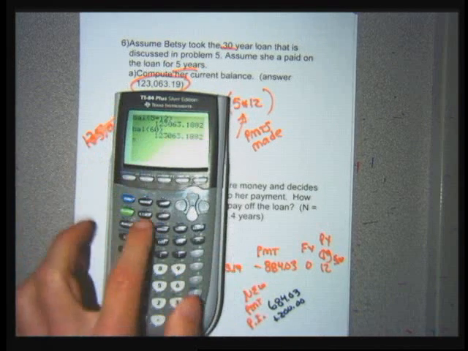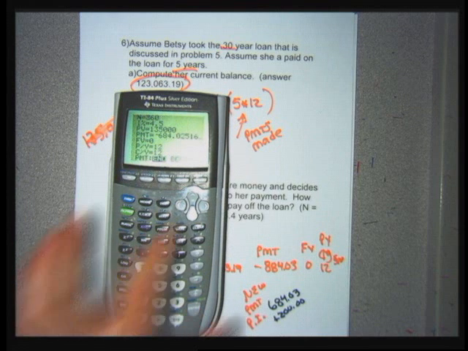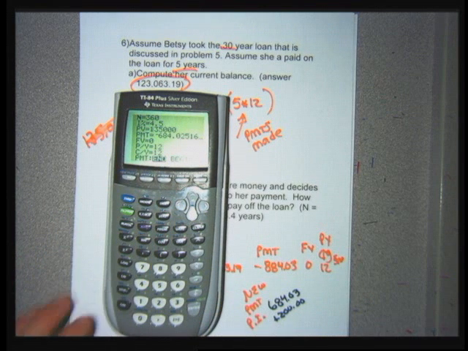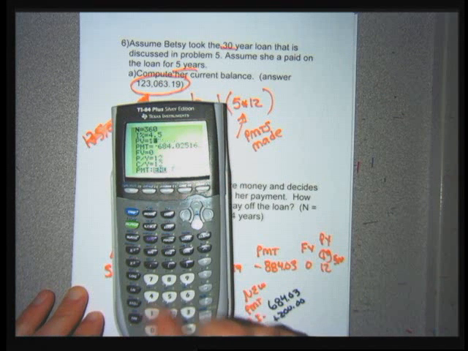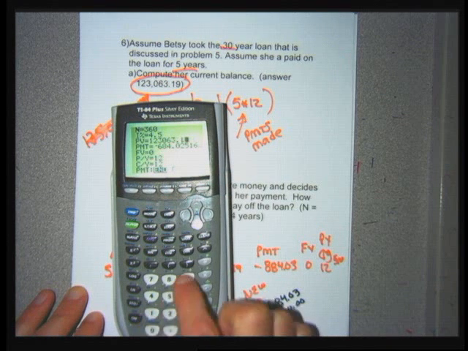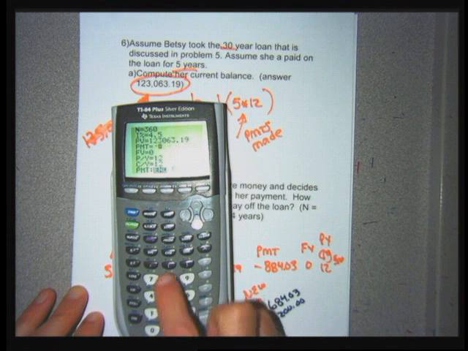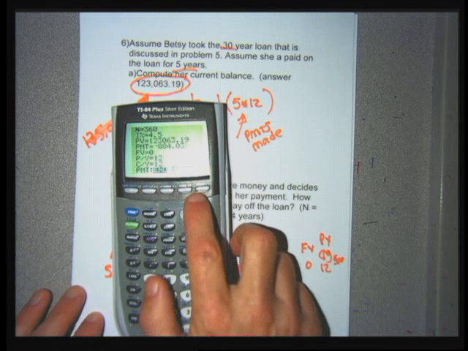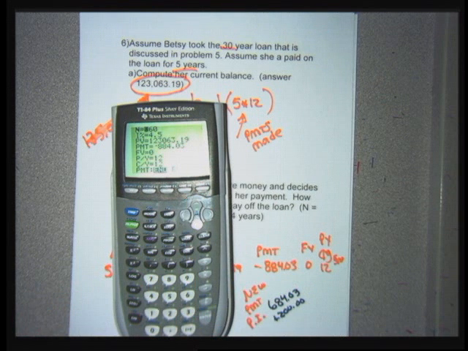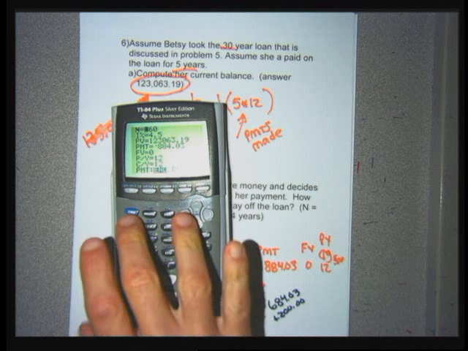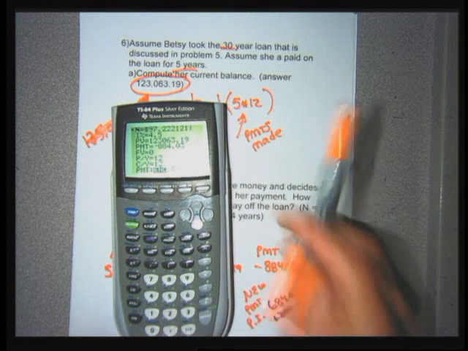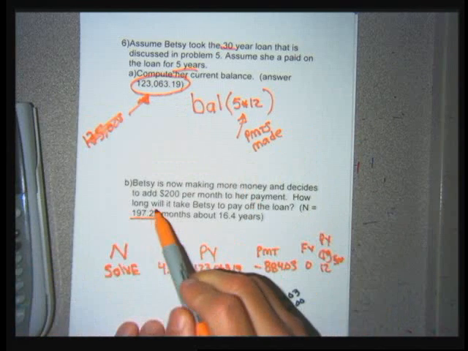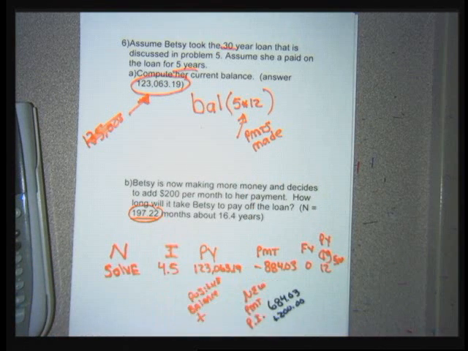So let me go to my TVM solver, apps, finance. It doesn't matter what's in the end, it's going to be canceled out. The I is still 4.5. I type 123,063.19 for the PV, negative 884.03 for the PMT. Everything else is okay. I arrow up to the N, hit the green alpha button, and then enter, and I get 197.22. That would be an acceptable answer to say it's going to take Betsy 197 more months to pay off her house loan by adding $200 to her payment.